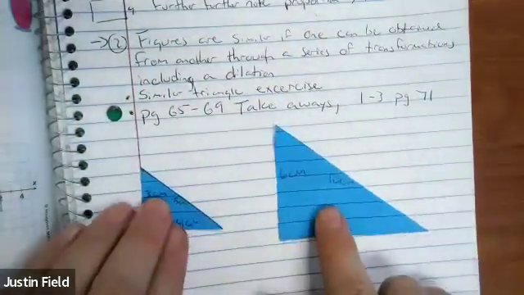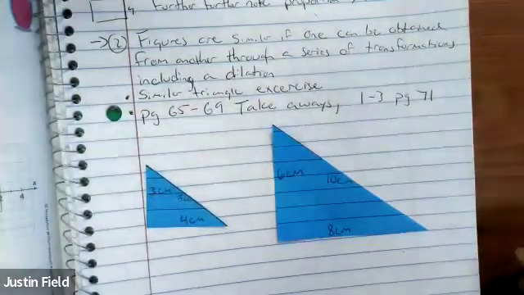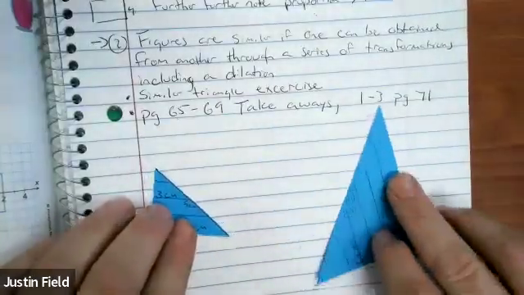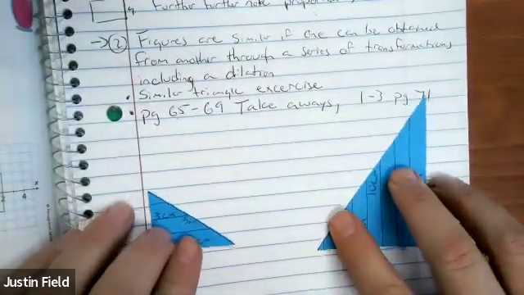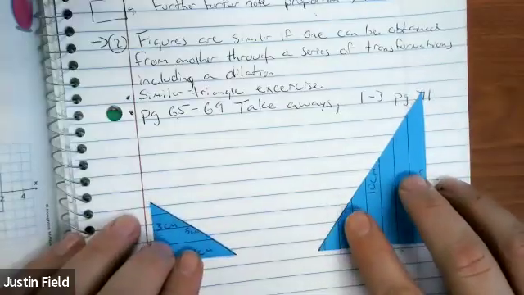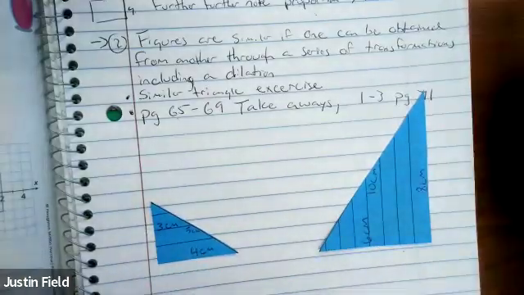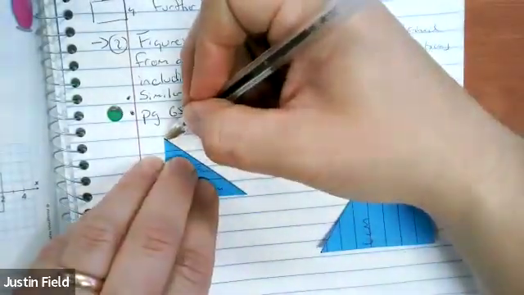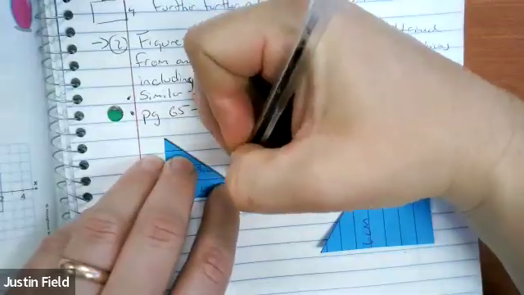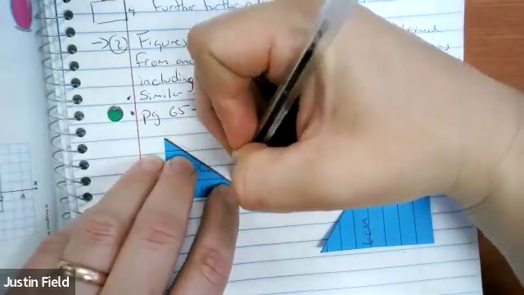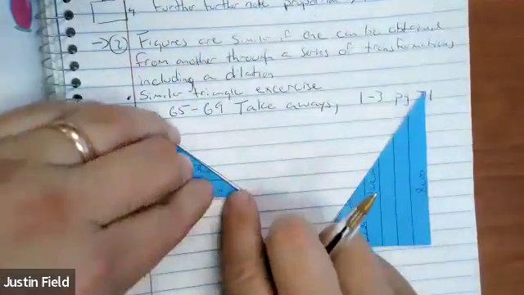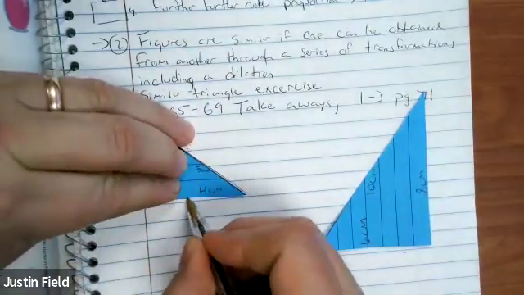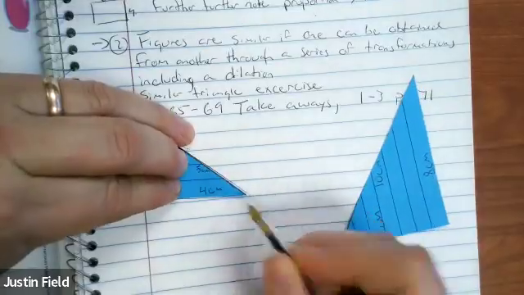So, these are similar triangles, but what the book is saying is that, maybe I have the triangles like this, right? And then we're asked, are these two triangles similar? Well, the answer is yes, if we can identify a series of transformations in which we can get from one to the other.